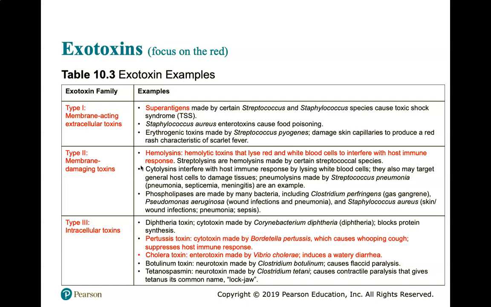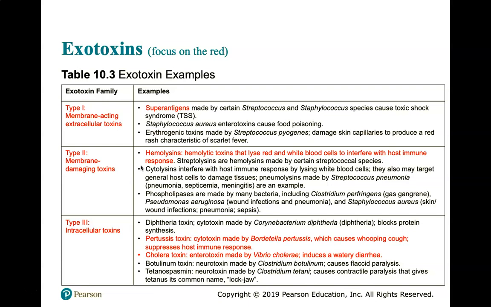Remember back to that lab that we talked about 3 types of hemolytic reactions. There was alpha, beta, and gamma. Remember, alpha is partial breakdown of the red blood cells, and when you look at them on a blood agar plate, they look greenish in color. Beta hemolytic reactions, that's where the red blood cell is completely broken down. The red blood cell is destroyed.